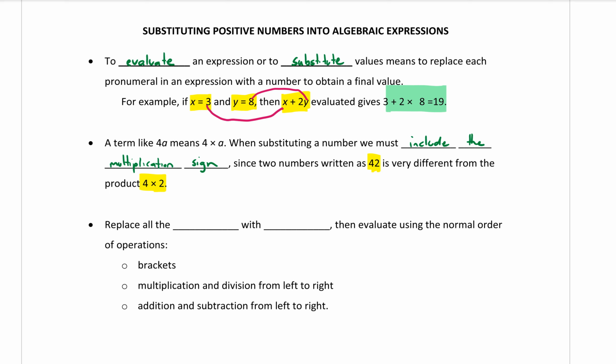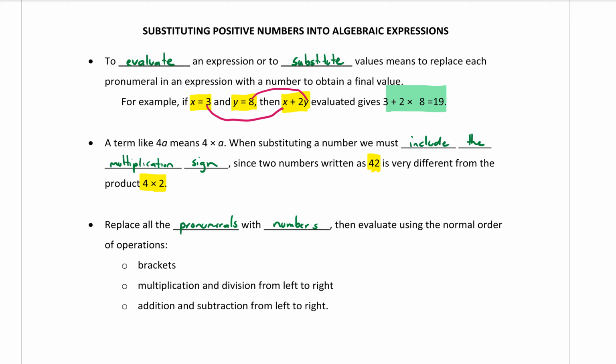Replace all of the pronumerals with numbers. That's the first thing you always have to do in these problems. And then evaluate using your normal order of operations. So we always start by looking at brackets first, multiplication and division from left to right, and then addition and subtraction from left to right. It's a bit of a reminder from our work at the beginning of the year. Okay, so let's start on some questions.